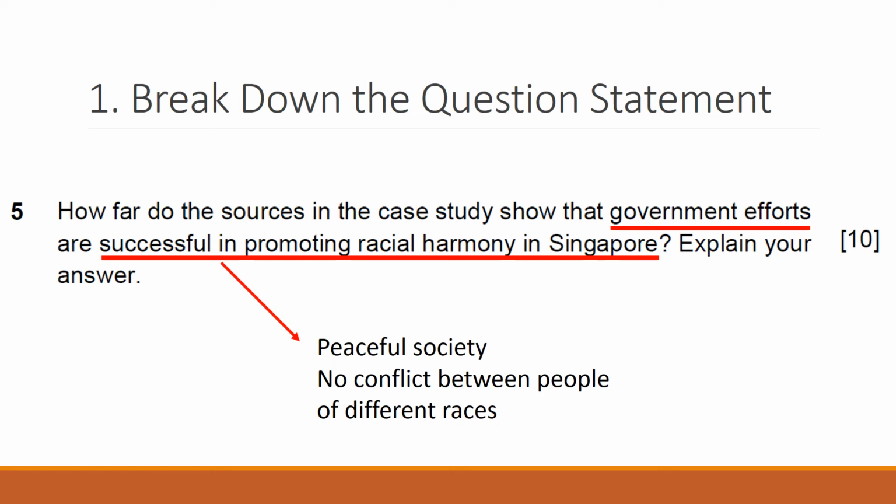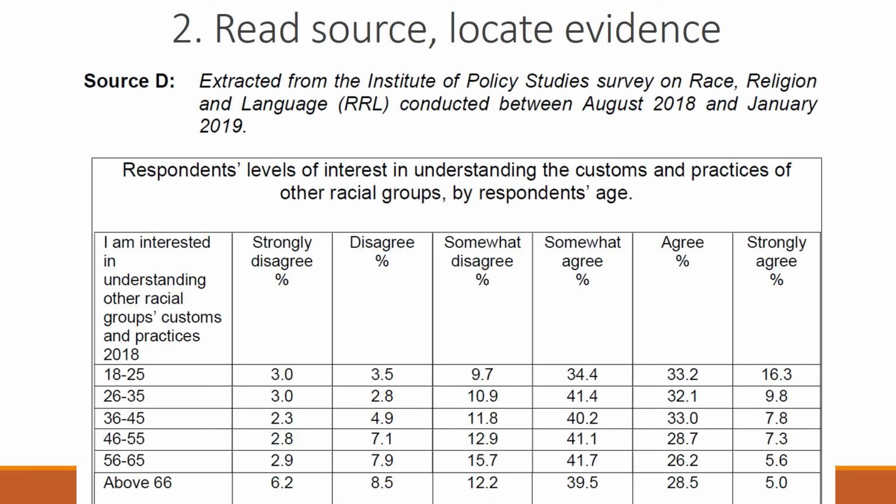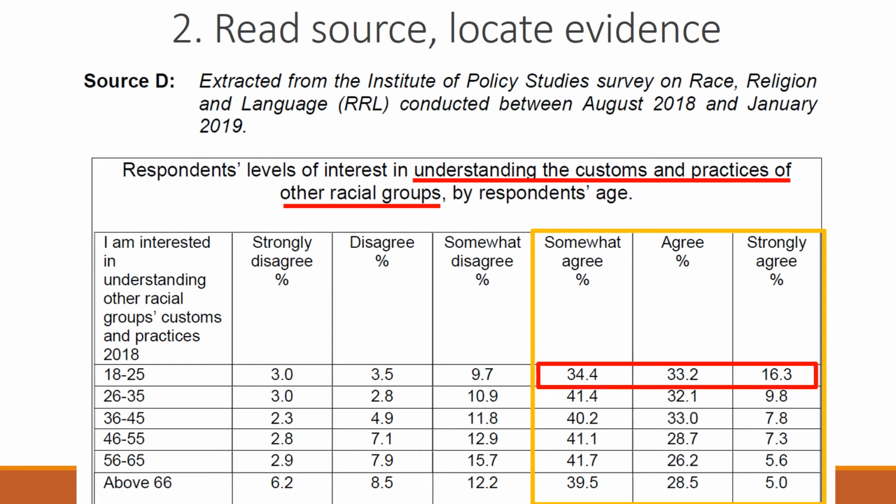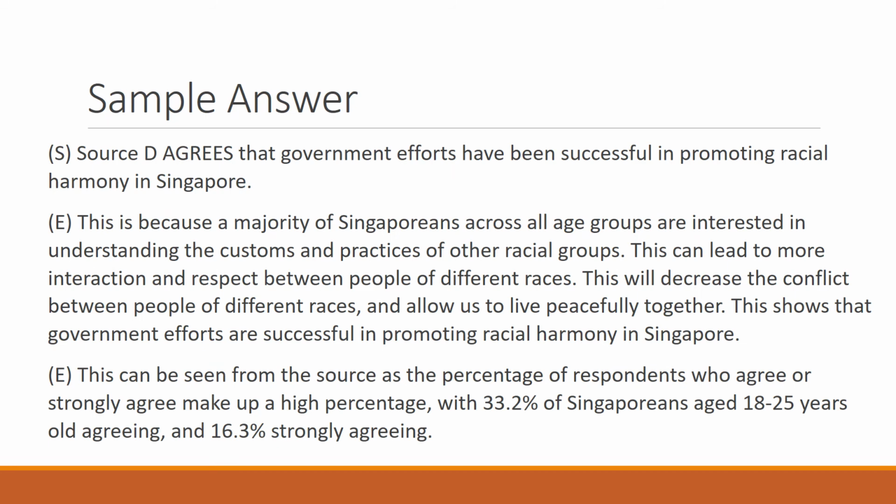So let's take a look at one of the sources. I'm only looking at one part of the data. I'm not looking at everything. I'm just looking at a small part, which is the agree portion, and zooming in on the age group that, you can choose anyhow you want, but I chose the 18 to 25 because it's a significant number. The strongly agree make up a high percentage, with 33.2% of Singaporeans aged 18 to 25 agree and 16.3% strongly agree.